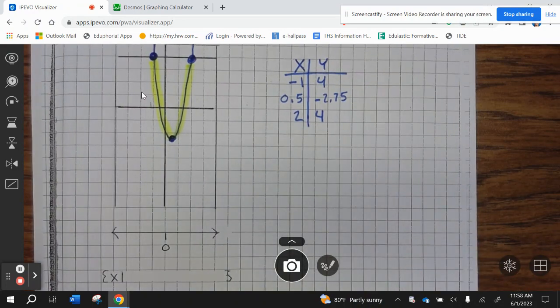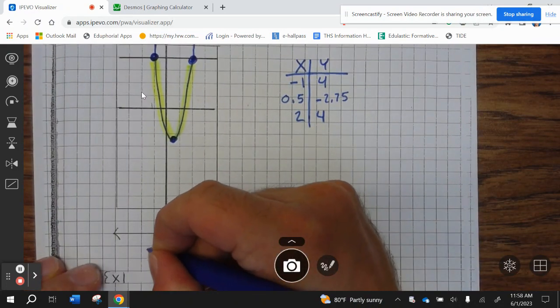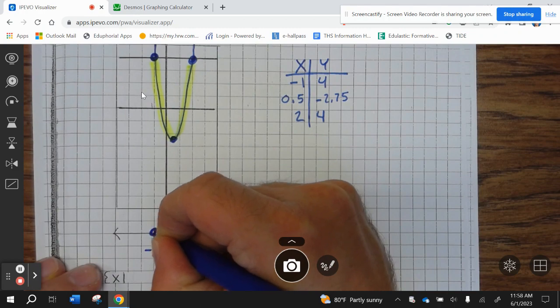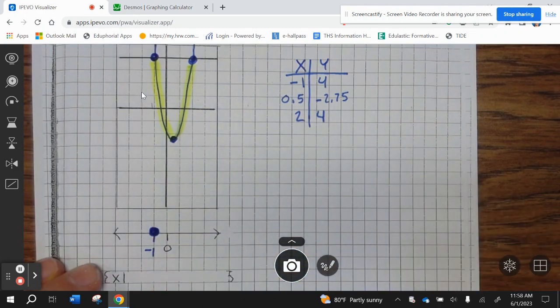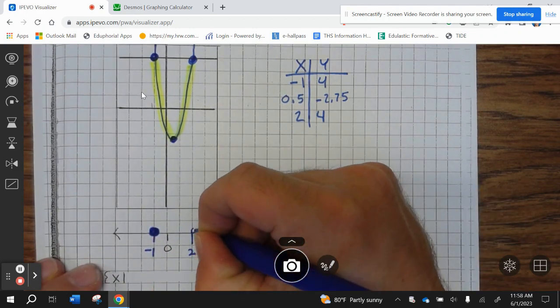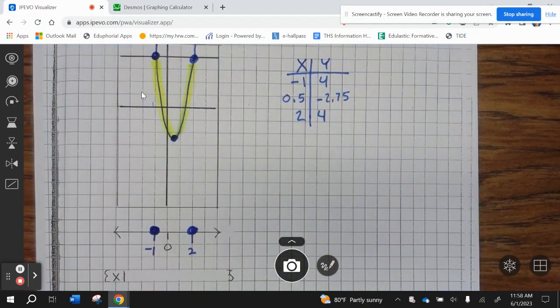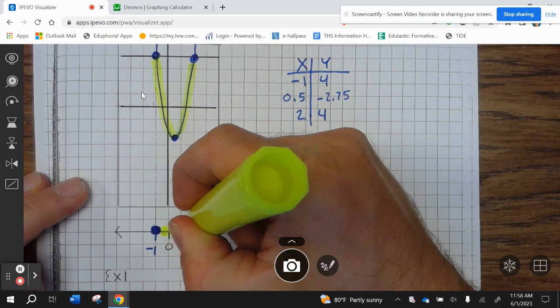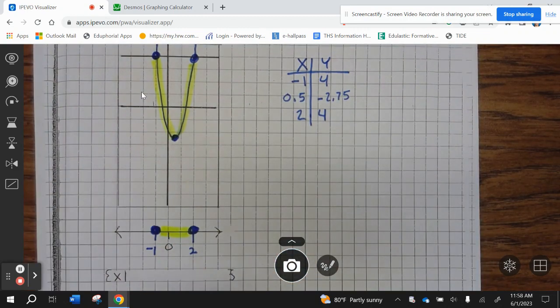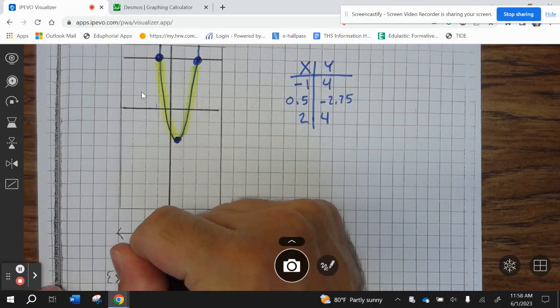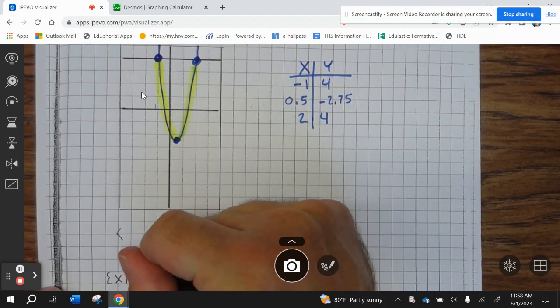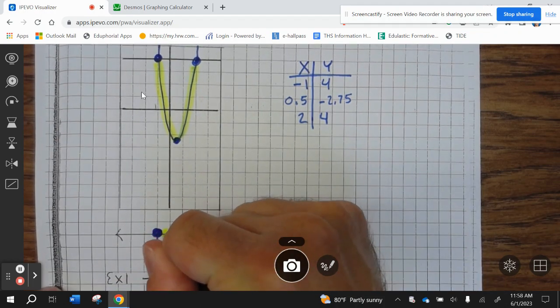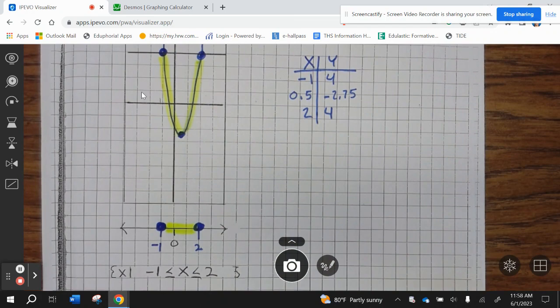Connecting that to our number line, that's negative 1, closed circle here, and 2, closed circle, and it's between. So that's negative 1 less than or equal to x less than or equal to 2. All right, go ahead and finish up example 2.